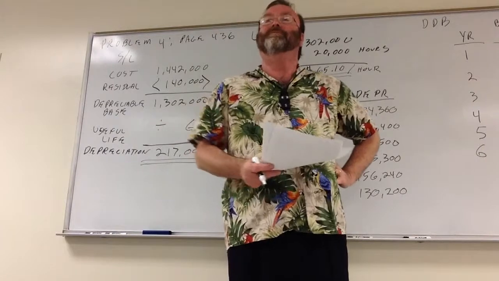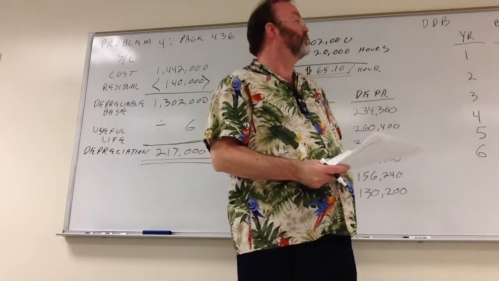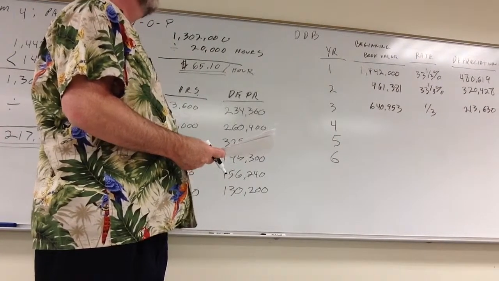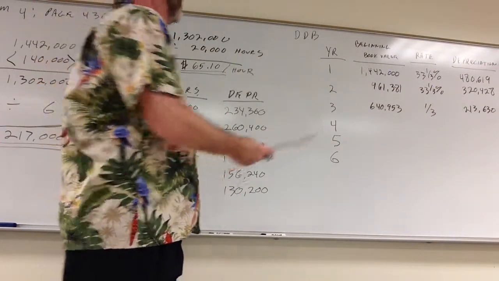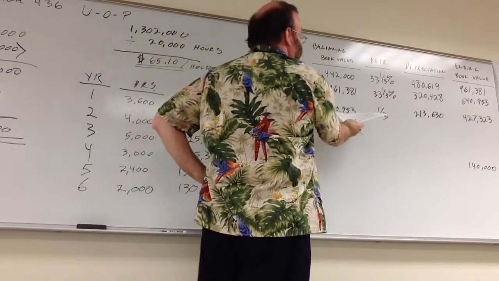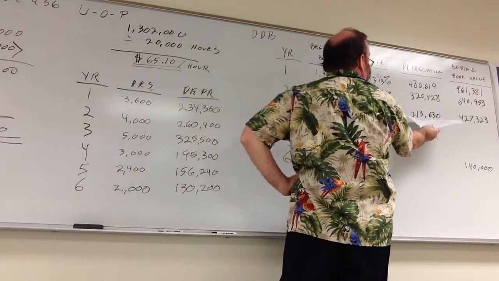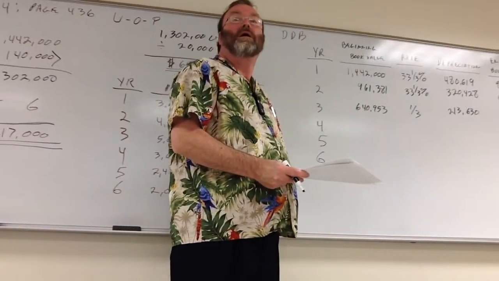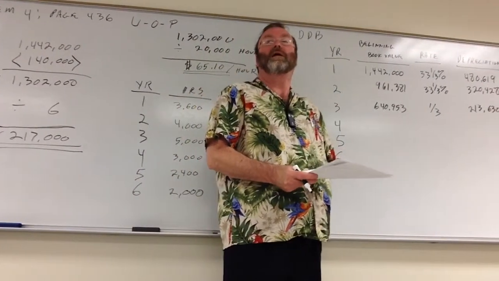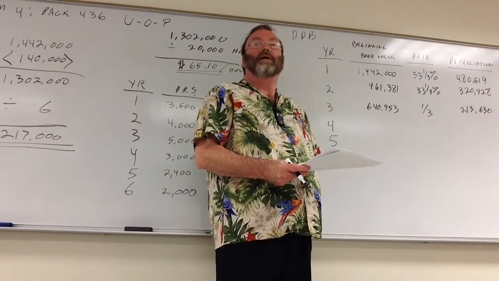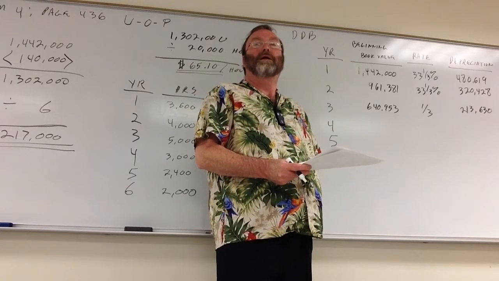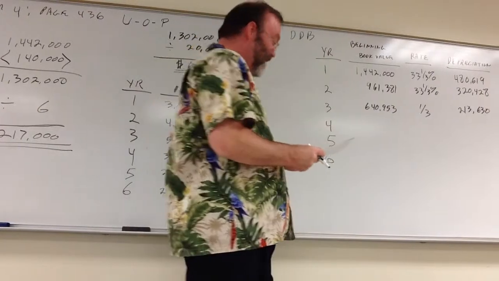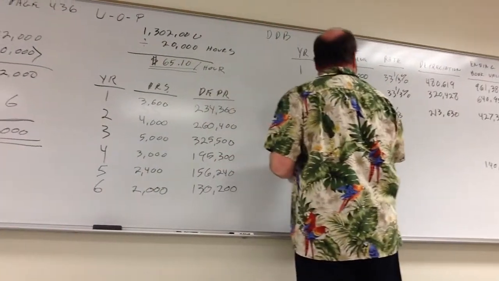How come we didn't subtract the depreciation from the beginning book value in the last? I did. I took 640,953 and I subtracted 213,630 to get the 427. In the last, in problem number 3, I always did. Oh, okay. I got a video to prove it. No problem.